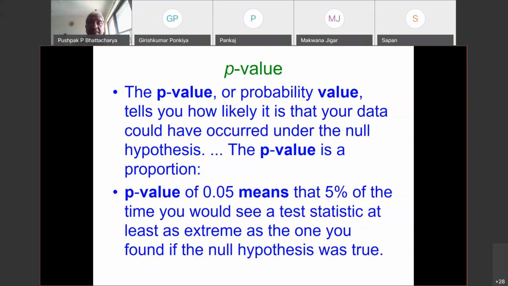I'll just read it. This is a good description of p-value taken from Wikipedia. The p-value, or the probability value, tells you how likely it is that your data could have occurred under the null hypothesis. The p-value is a proportion. A p-value of 0.05 means that 5% of the time you would see a test statistic at least as extreme as the one you found if the null hypothesis was true. So the null hypothesis is something we want to reject. You cannot reject the data.